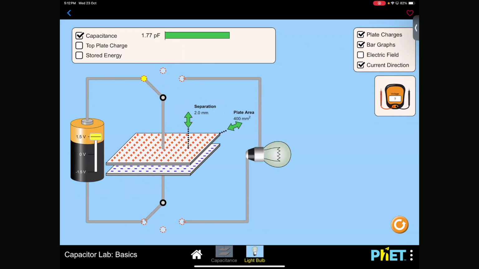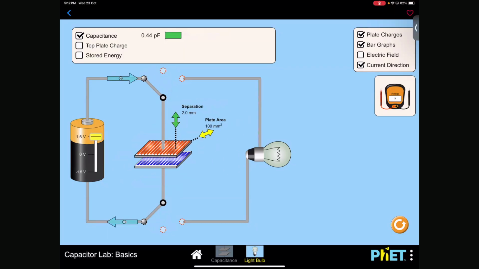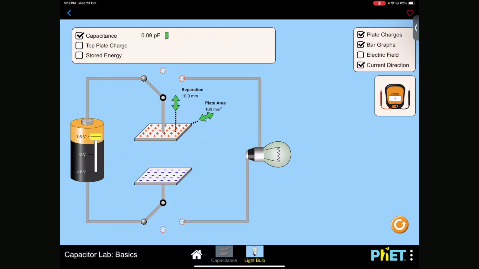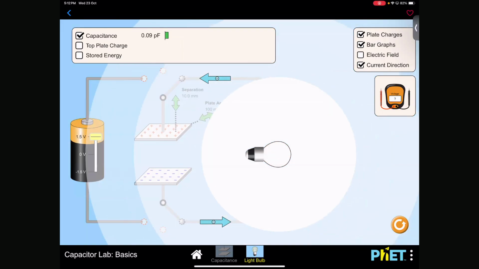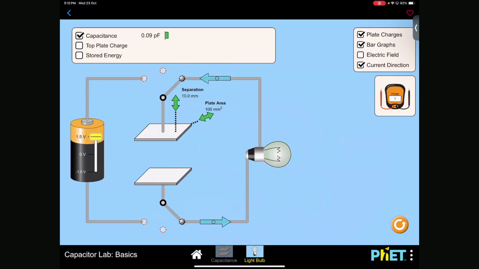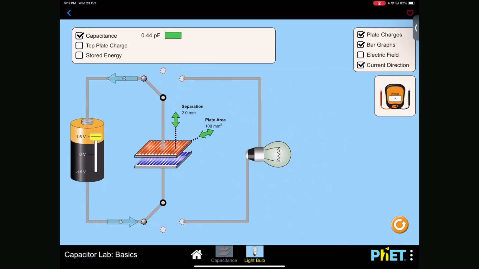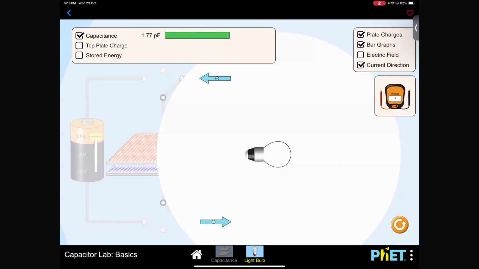On the other hand, what if I make my plates very small and I take them very far away? Do you think that this will glow for a long time or a very short time? Let's see. Why? Because there's so few charges out there, they get discharged almost instantly. So this is an advantage with capacitors. You can actually control the amount of time it takes for the light to glow.